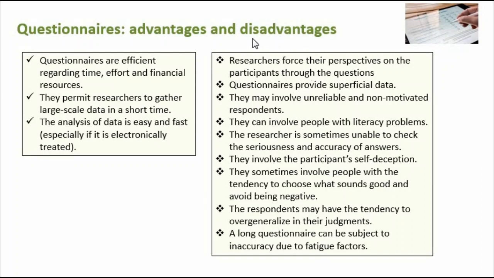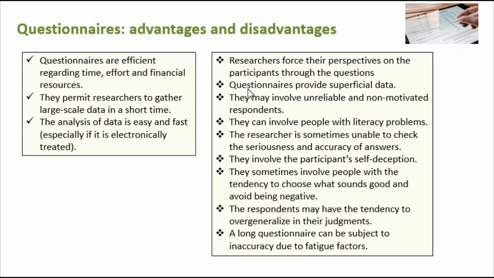Now we come to talk about the disadvantages or the weaknesses of using questionnaires. The first weakness is that when using a questionnaire, the researchers force their perspectives on the participants through the questions. This happens because most of the time the questions in a questionnaire are closed-ended. That is to say, the options are already prepared for the respondent, and there is no room for a personal or a unique answer. The second weakness is that questionnaires provide superficial data.